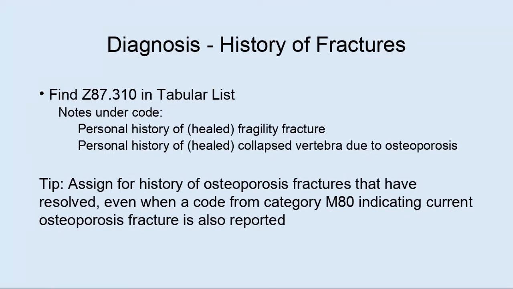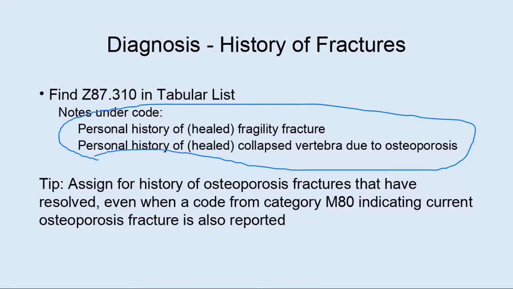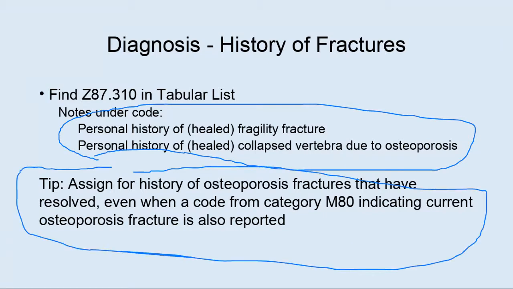Now, again, it looks great, I have the code, but you have to go to the tabular list to see if there are any notes. Z87.310 in the tabular list, there are a couple of notes under there that reassure you that you're in the right place. And there's also this tip which says use this history code with an M80 if there is a current osteoporosis fracture. So again, that's reassurance that you're on the right track.